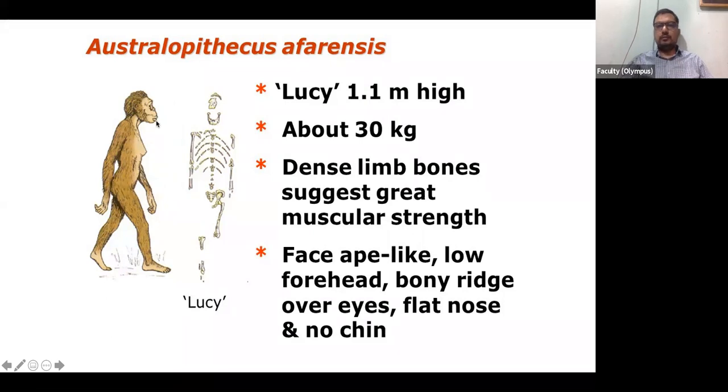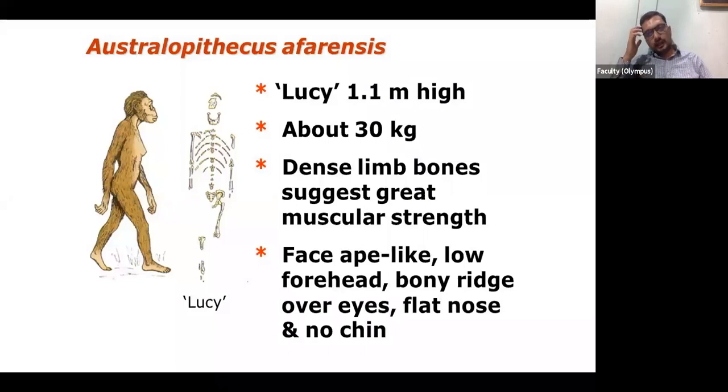And the chin was not developed. For that chin, the jawbone has to decrease, has to reduce in size. Then the chin will become prominent. So in this case, it is still ape-like. So the majority of the features that we are seeing here, I'm also going to put in the handout. So what we know from Lucy, one of the evidences that we have, is the height, the weight, and maybe strong bones, especially in the limb bones, and an ape-like face.